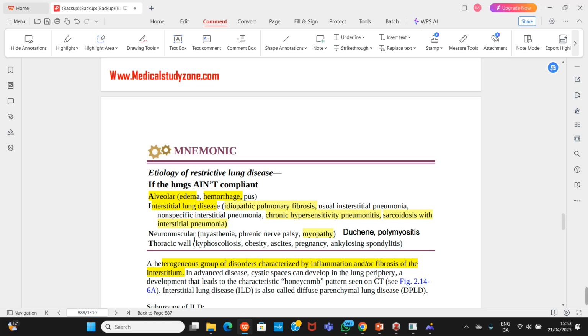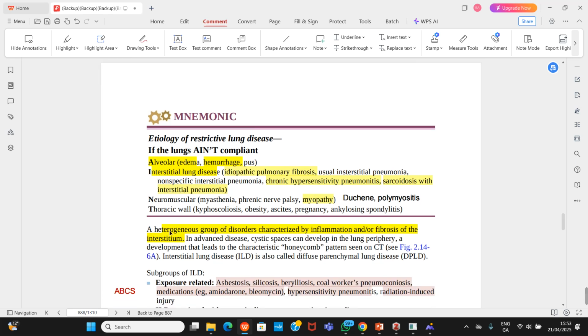The N is for neuromuscular problems. So people with myasthenia gravis, phrenic nerve palsy, any cause of myopathy, Duchenne, polymyositis, they can be neuromuscular causes of restrictive lung disease, because in all these things there's paralysis of the respiratory muscles. So it's very difficult for the chest wall to expand for air to come into the airway. So that's why neuromuscular problems can cause restrictive lung disease.